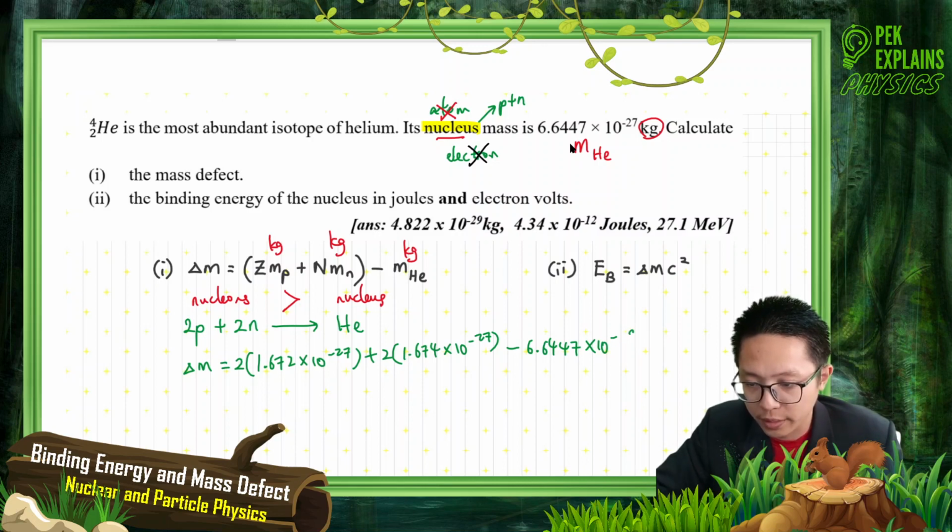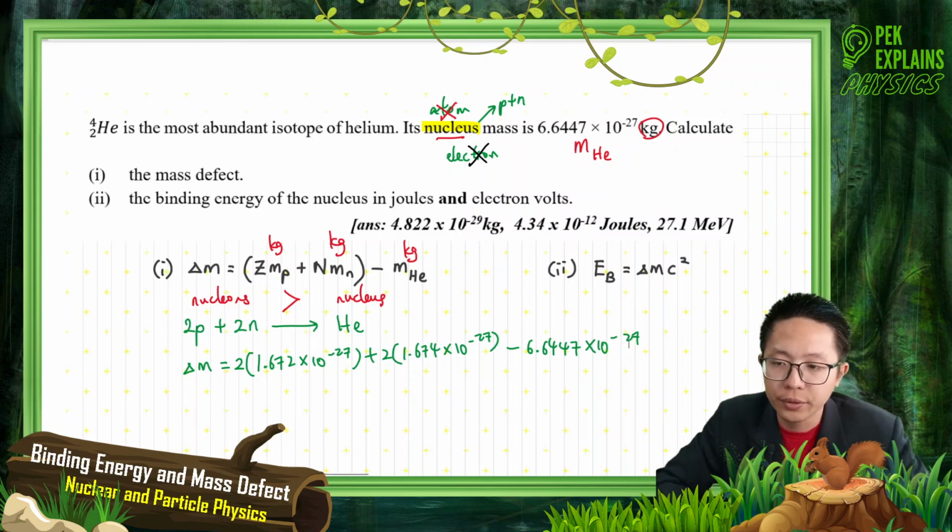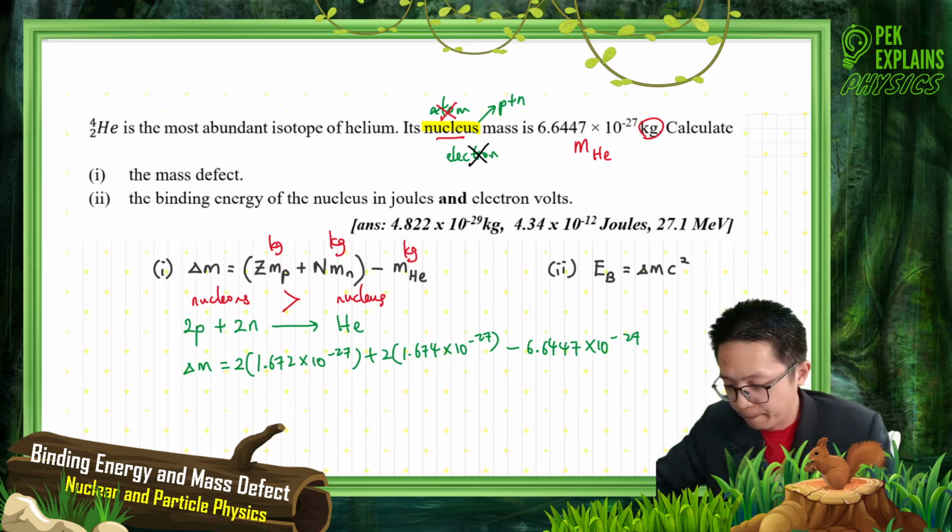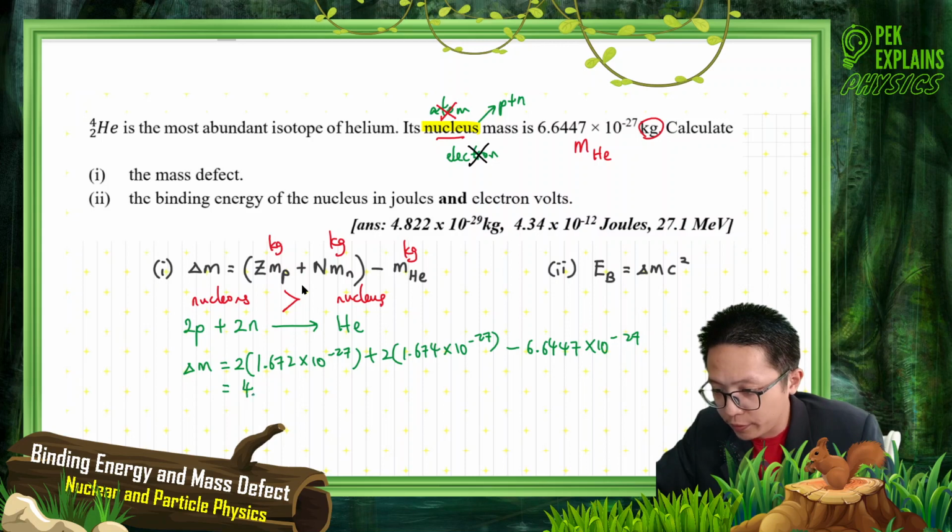Okay, for 1 second. So now I want to calculate the value. Let's calculate the value. Okay, so the answer is, let me check. The answer is 4.73 exponent negative 29 kilogram. I got the unit in kilogram.